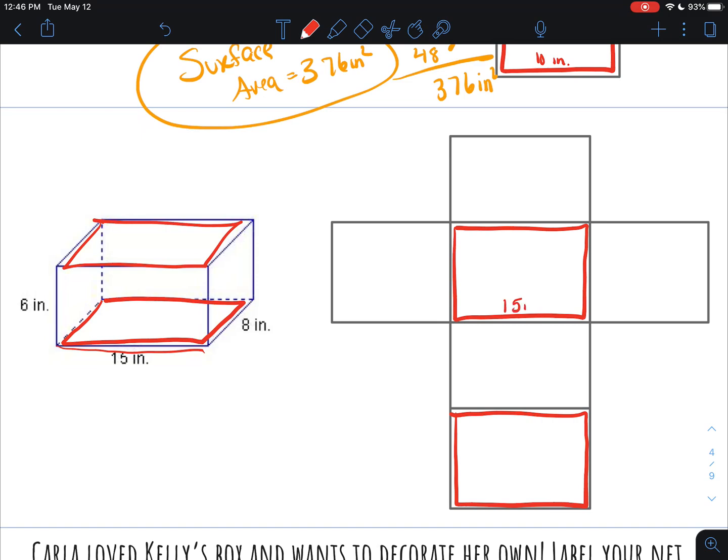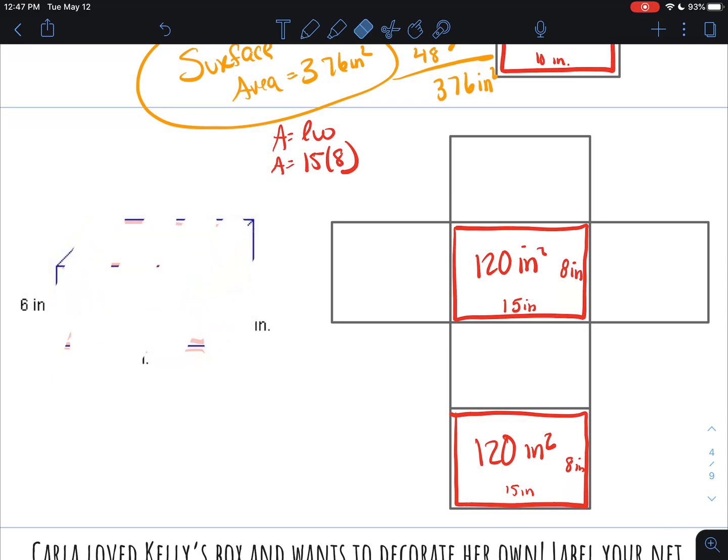So if I'm looking at the bottom, I know the length is 15 inches. And the width is 8 inches. So it's a 15 by 8 inch rectangle. So length times width, 15 times 8 is 120 square inches. If you want to label this one, go for it. You don't have to because you already know the area now. It matches the bottom, which is 120 square inches.